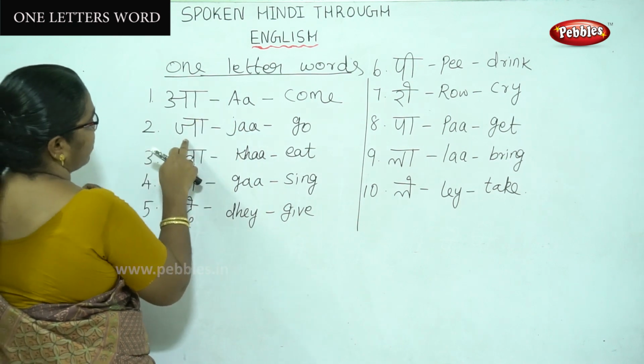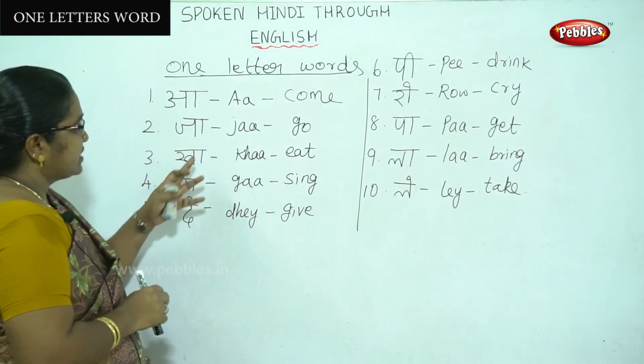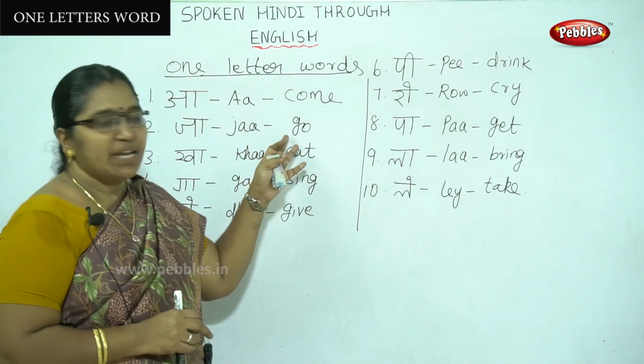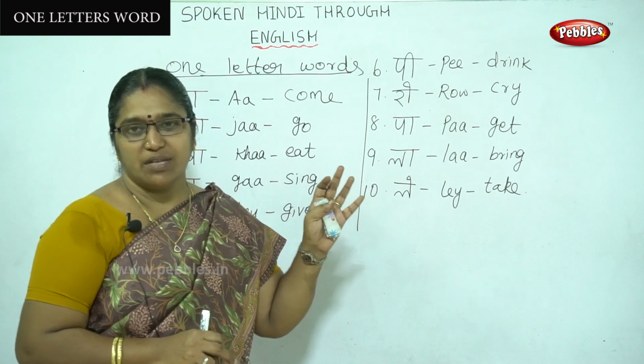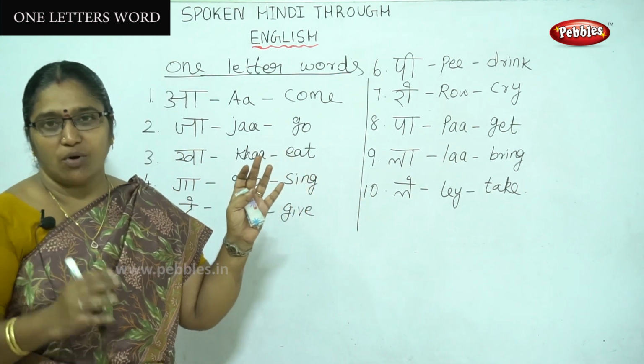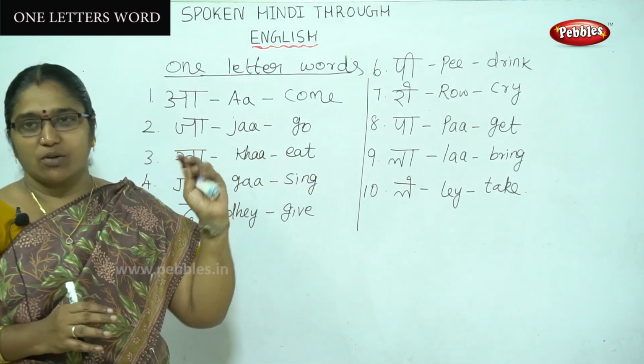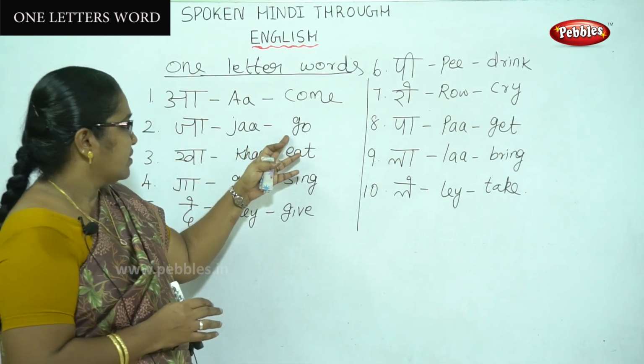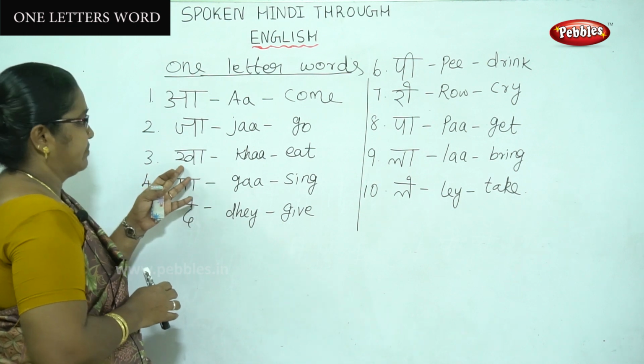Then the second one is ja. The second one is ja. The meaning is go. Jao means there go. Ja means go.